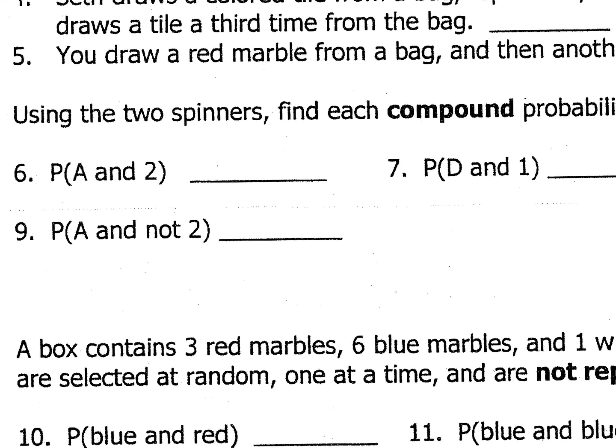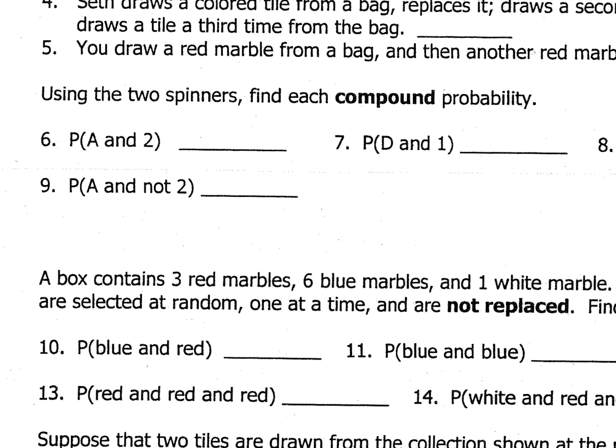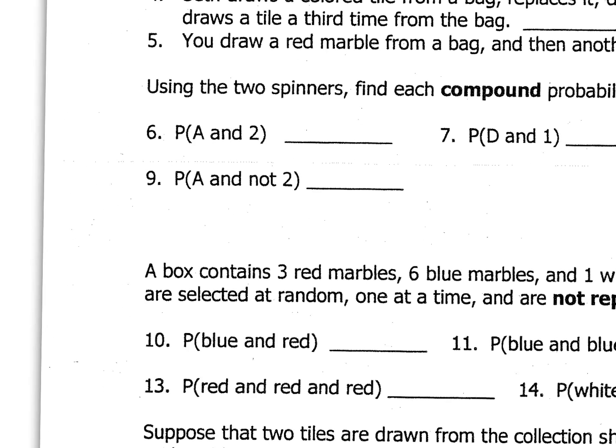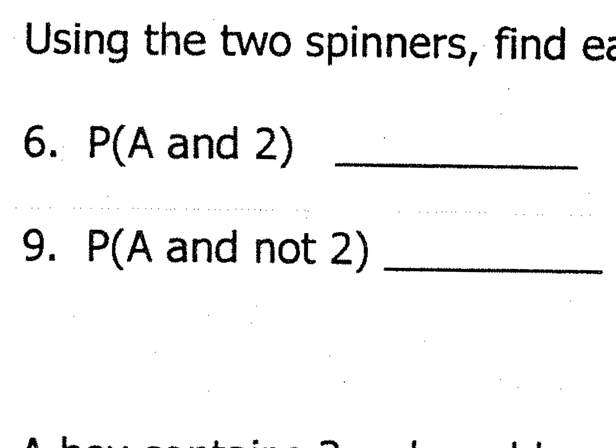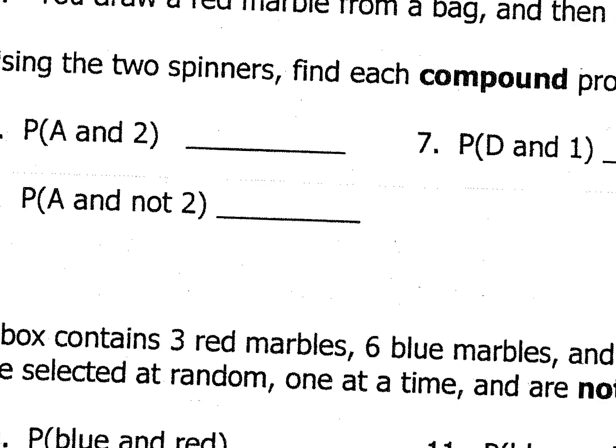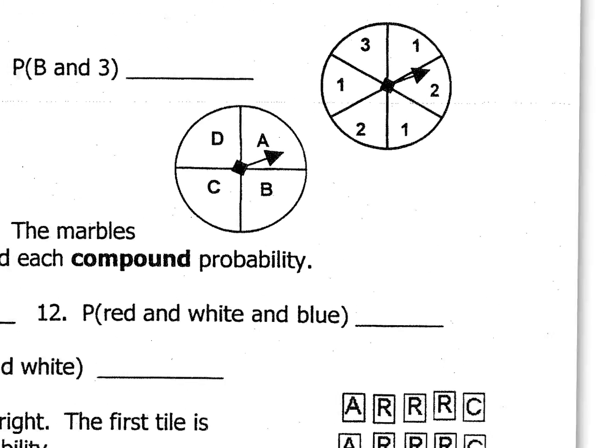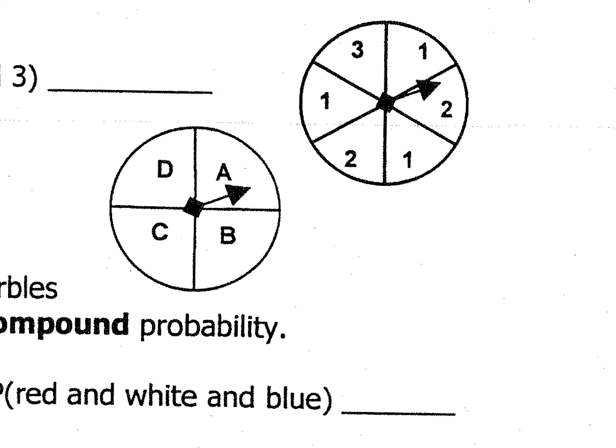The second part says, use the 2 spinners to find each compound probability. Again, this is the notation that says the probability of A and 2 both happening. All right? It's a compound probability of A and 2 both happening. So let me go over here to the spinners. The probability of A and 2. Let me write that down. P of A and 2.